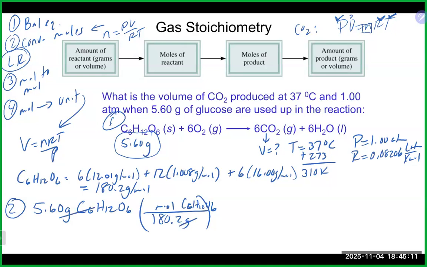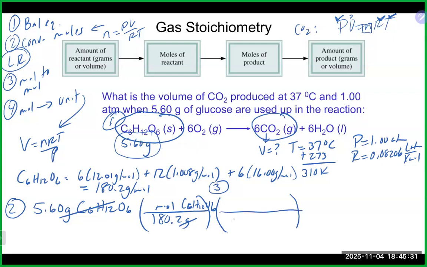That's going to get rid of our grams. This would give us moles of our C6H12O6, but remember, we're really looking for CO2. So this is where the stoichiometry is going to come into play. We could get an answer, just continue on with the calculation. So I'm just going to continue on.